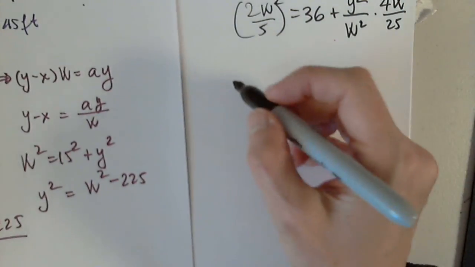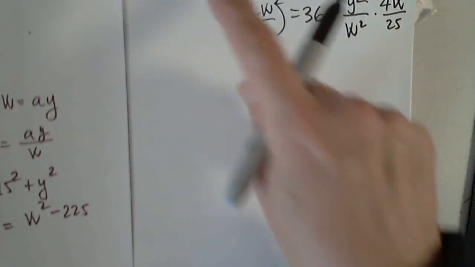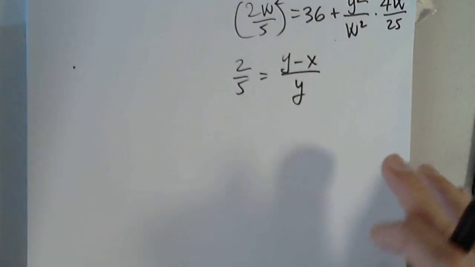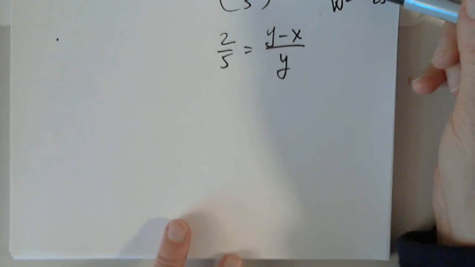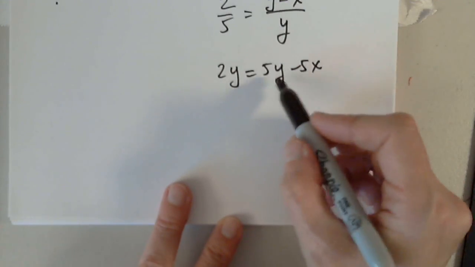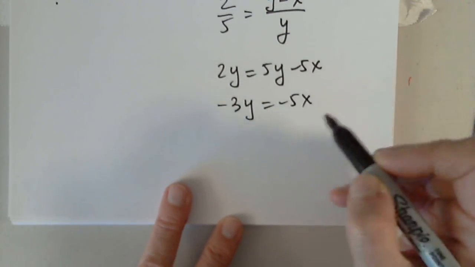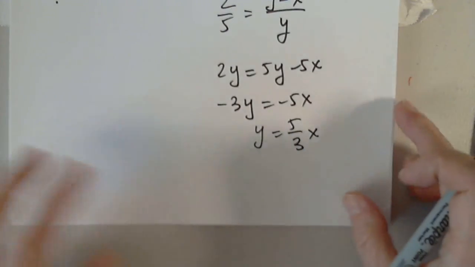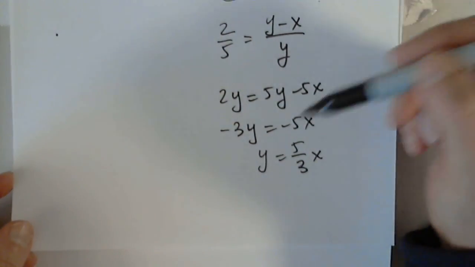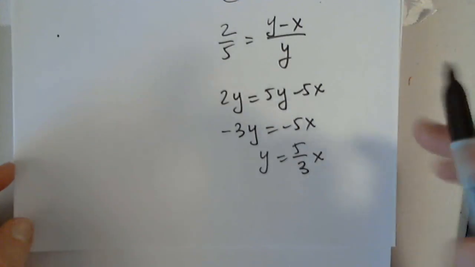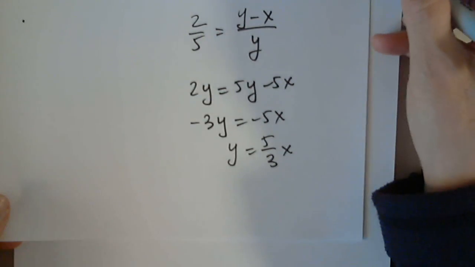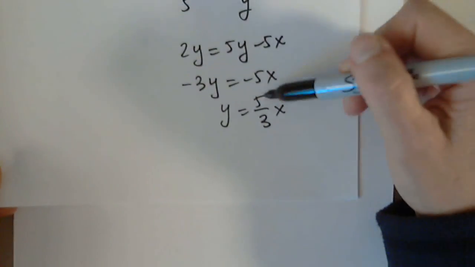So I see from here, simplify 2/5 equals y minus x over y. And from here I will get y. So I have 2y equals 5y minus 5x, or negative 3y equals negative 5x, or y equals 5/3 x. It looks complicated. I should have done this much easier. Okay, so I will simplify these two, and I will replace y by 5/3 x.